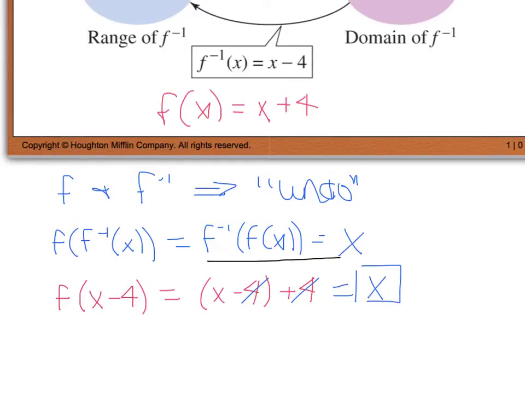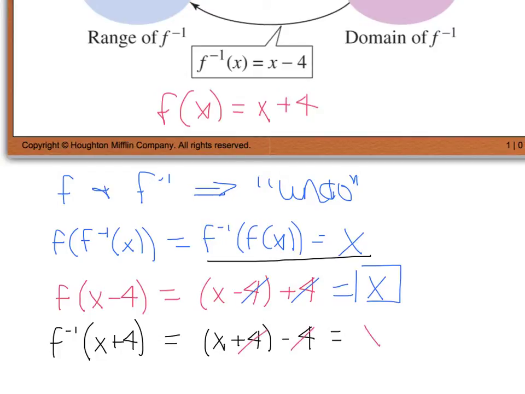Now if I do this piece here, the inverse of f of x means I'm going to plug x plus 4 into my inverse function. So now I have x plus 4 minus 4. I see my plus and minus 4s are going to cancel, and I'm going to be left with x. So because I could do f of the inverse of f of x and get x out, and then do the inverse of f of x and also get x out, that tells me that these two functions are inverse functions of one another.